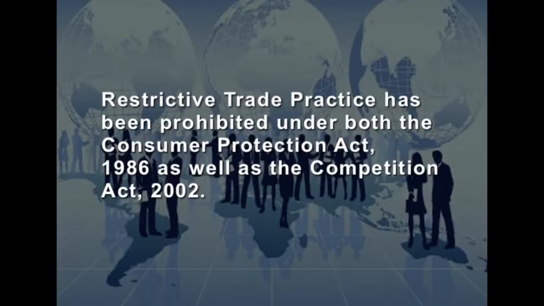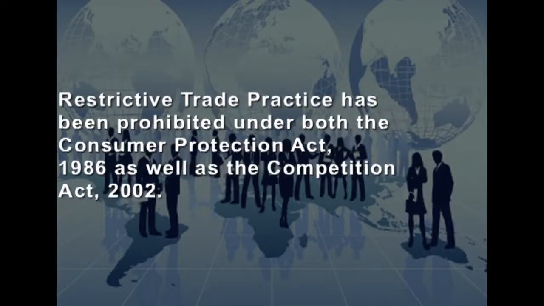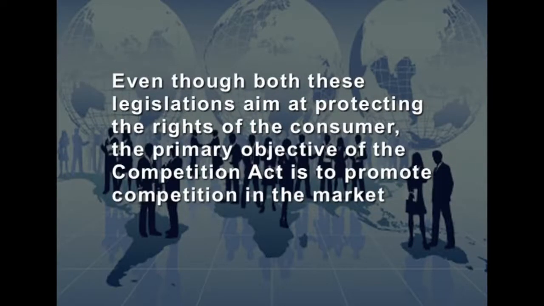Restrictive trade practices have been prohibited under both the Consumer Protection Act 1986 as well as the Competition Act 2002. Even though both these legislations aim at protecting the rights of the consumer, the primary objective of the Competition Act is to promote competition in the market and thus maximize consumer welfare, while the main aim of the Consumer Protection Act is to prevent the exploitation of the individual consumer. This is evident from the fact that the definition of consumer differs in both these legislations.